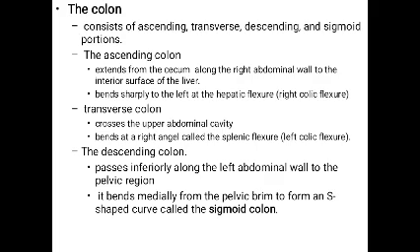Transverse colon crosses the upper abdominal cavity, bends at a right angle called the splenic flexure or left colic flexure. The descending colon passes inferiorly along the left abdominal wall to the pelvic region. It bends medially from the pelvic brim to form an S-shaped curve called the sigmoid colon.